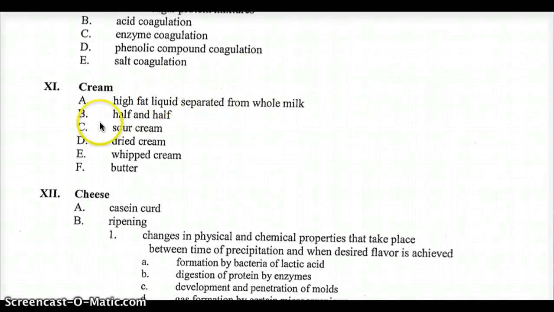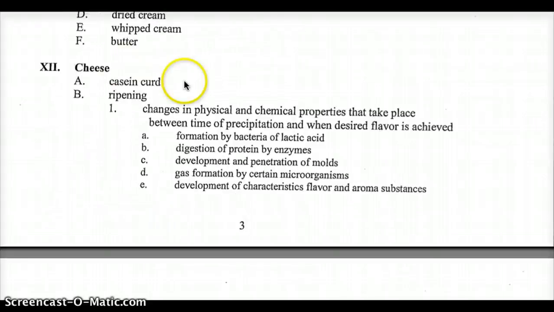Cream, a high fat liquid separated from whole milk, half and half, sour cream, dried cream, whipped cream, butter. Just basic. Cheese, a little bit of basic too.